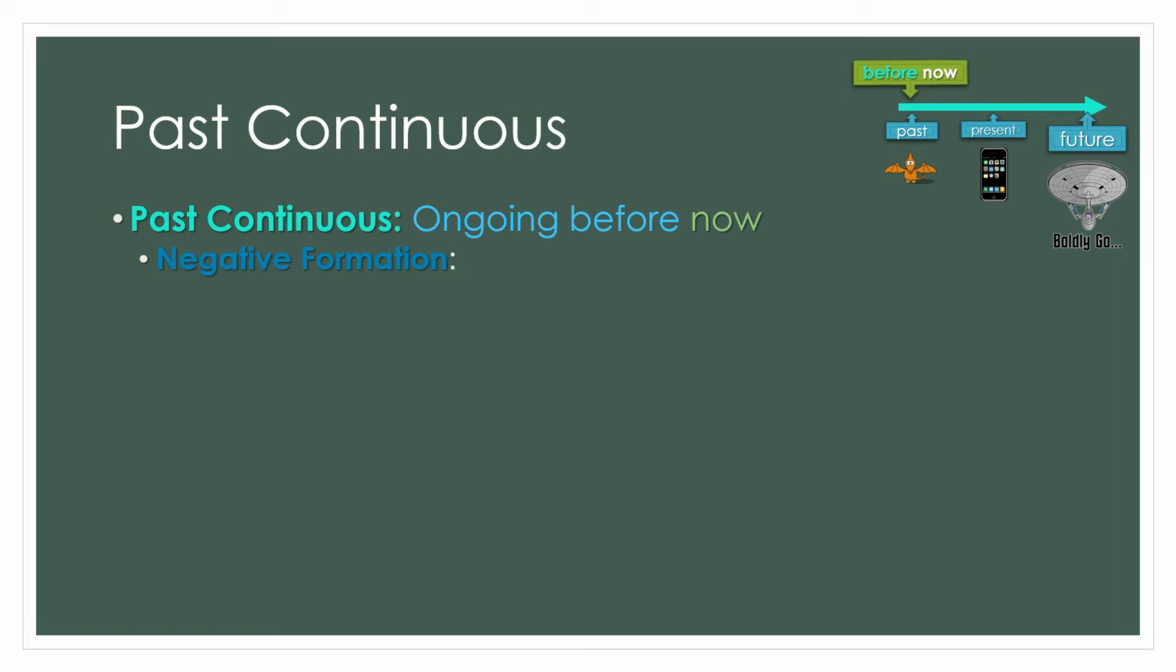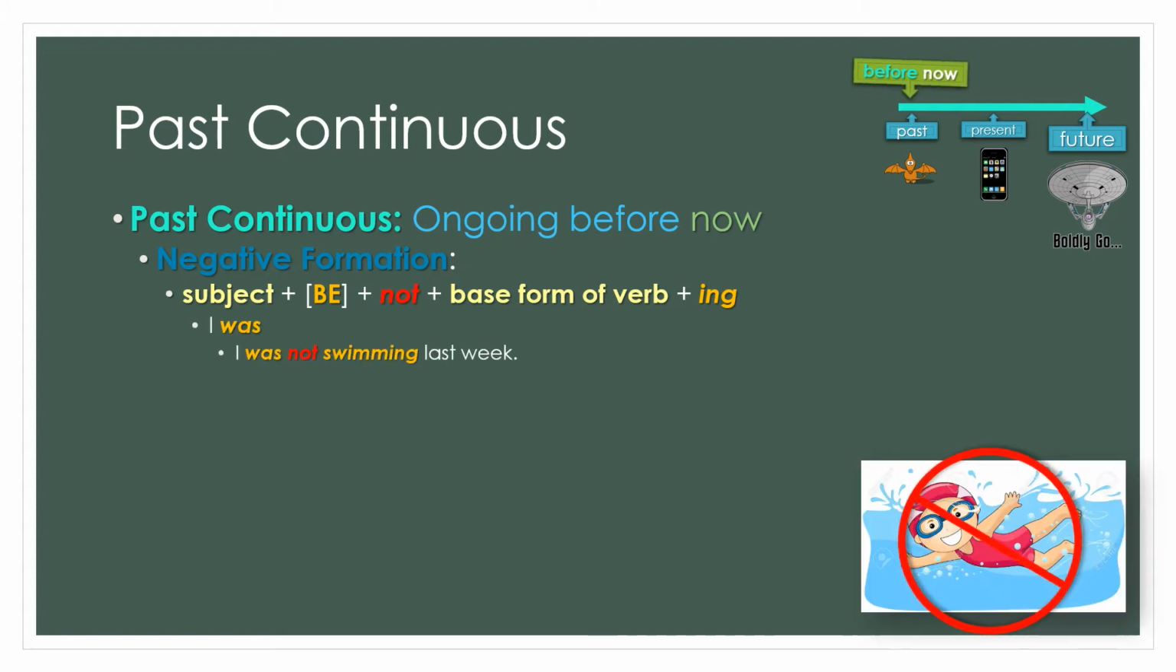To form the negative form of the past continuous, you have the subject plus the appropriate form of the verb be in the past tense, plus the word not, plus the base form of the verb, plus ing. For example, I was not swimming last week.